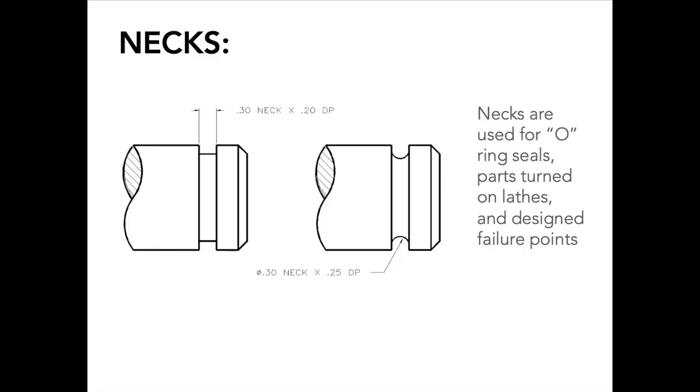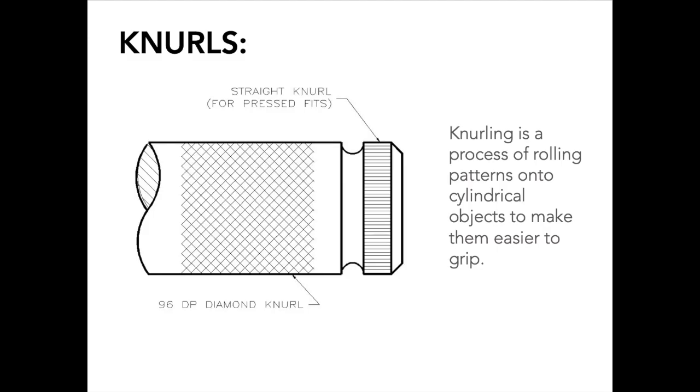Next are grooves, used for O-ring seals, parts turned on lathes, and design failure points. So you'll see these little areas added to mechanical parts. This fits a silicone or rubber O-ring that basically makes parts airtight as they're sliding through a shaft. Knurling is a process of rolling patterns into cylindrical objects to make them easier to grip.